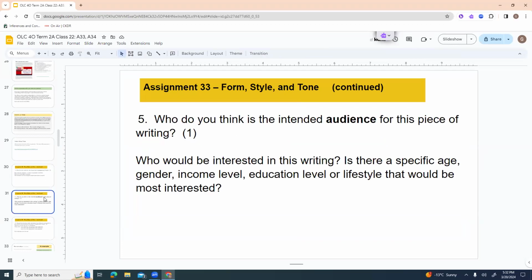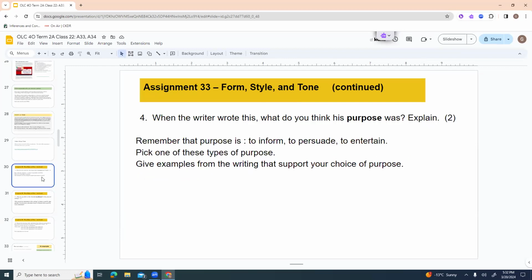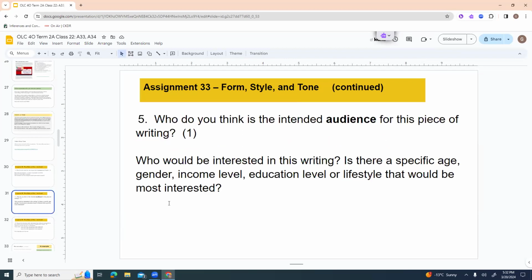Who do you think is the intended audience for this piece of writing? Hang on, did we just do that or is that? Nope, similar. Okay. So we've talked about audience before, quite a bit yesterday. Who would be interested in this writing? Okay. So remember, there's two different types of audience.